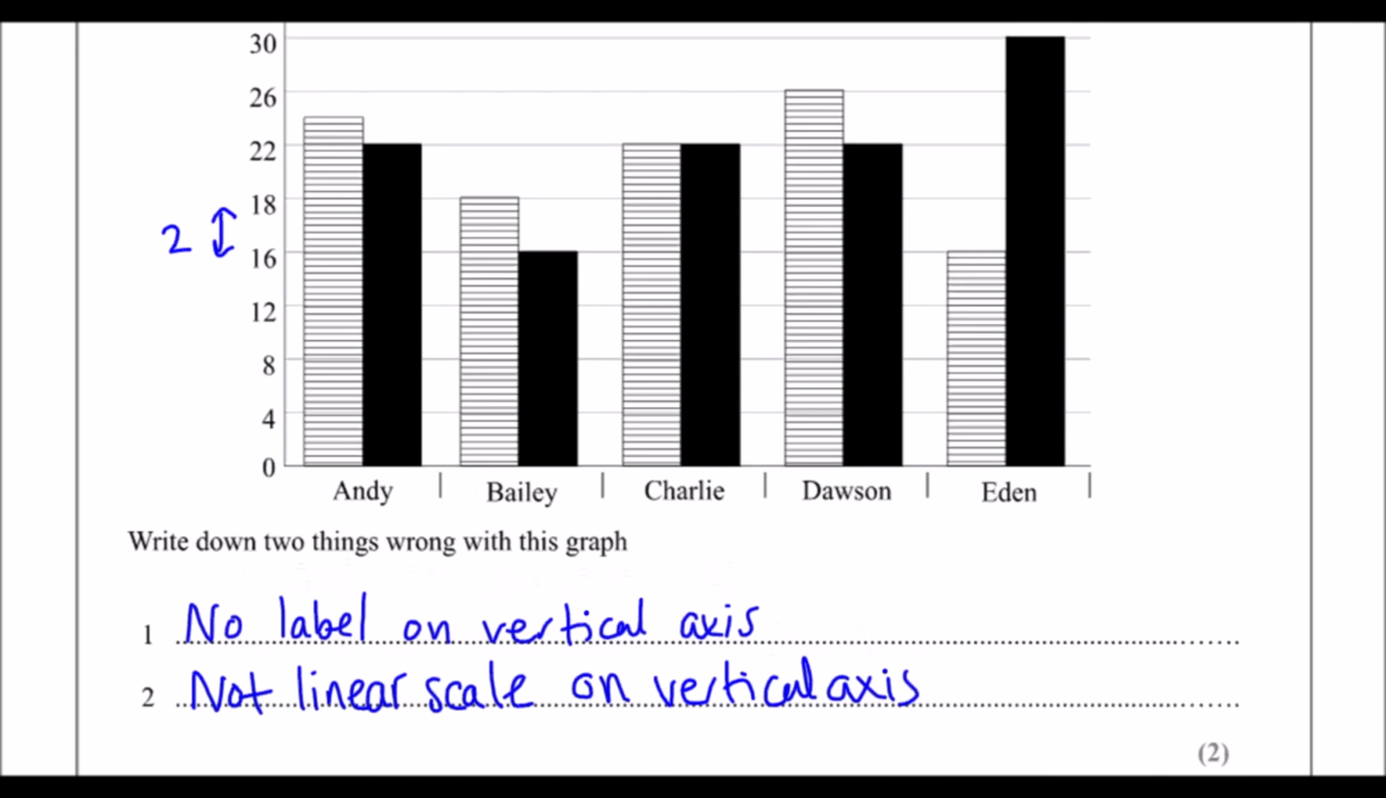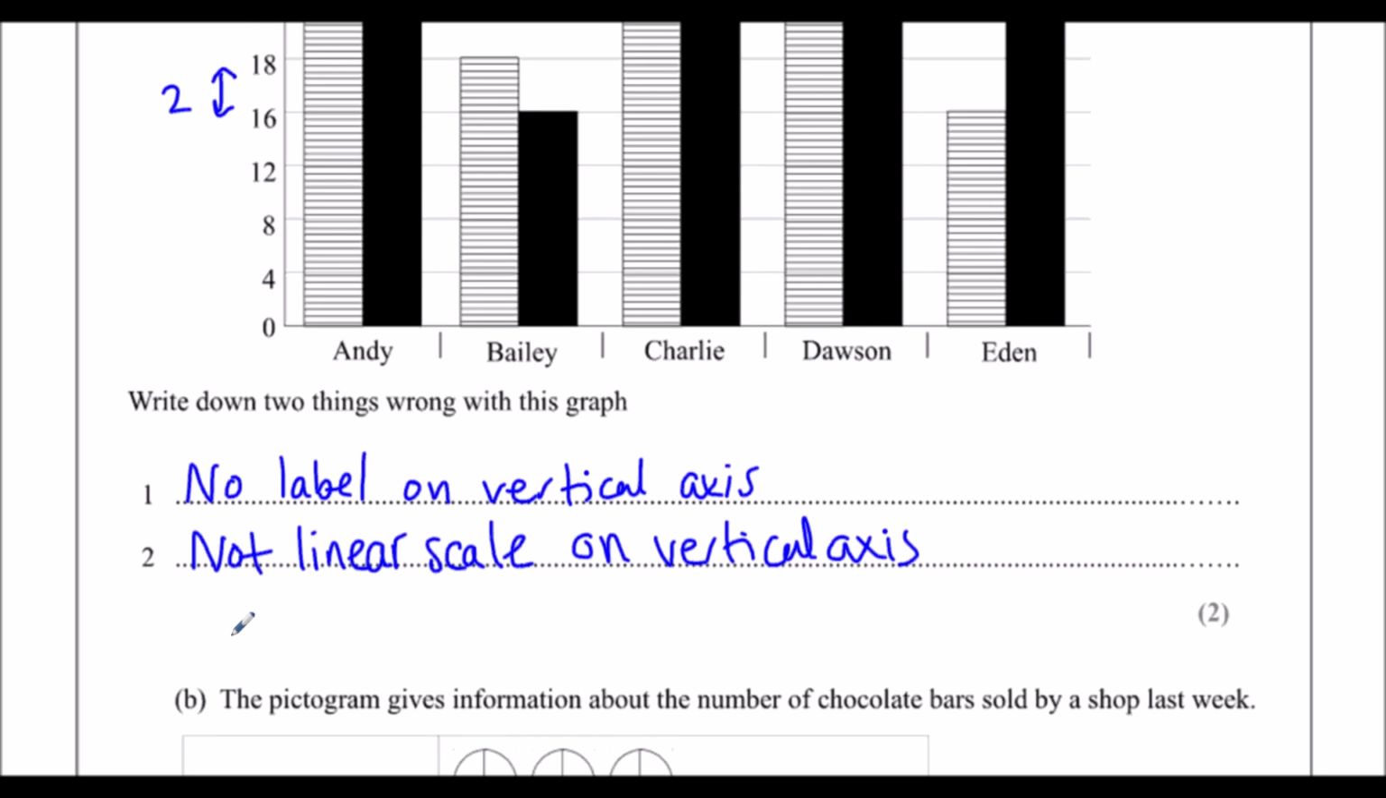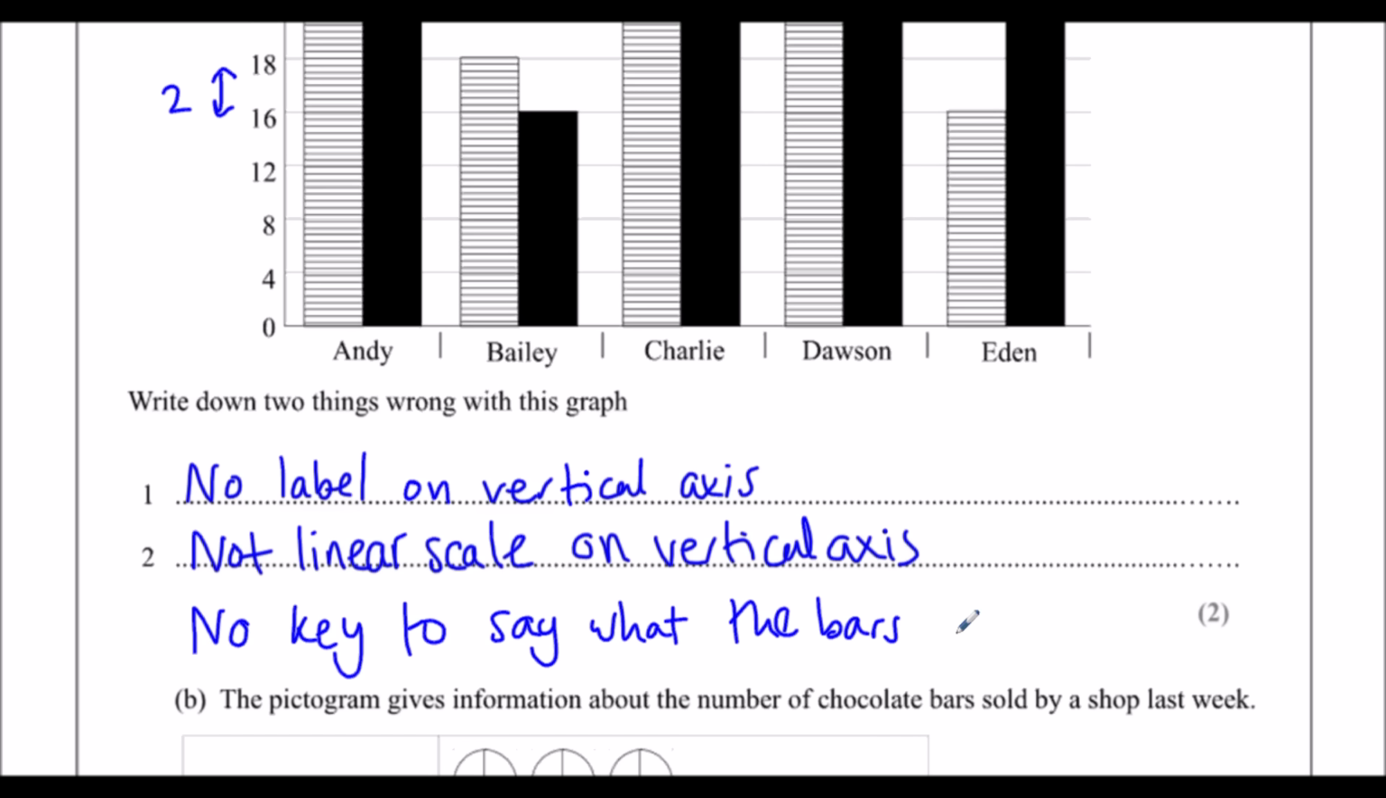And also, there's no key to say which bar is maths and which bar is English. So there should be a key to say what these bars represent. So you could also say there's no key to say what the bars represent.